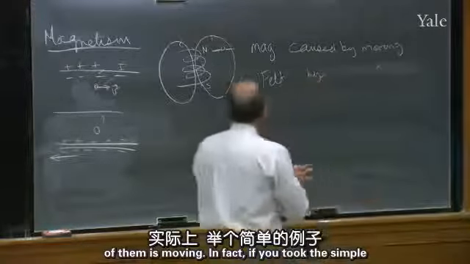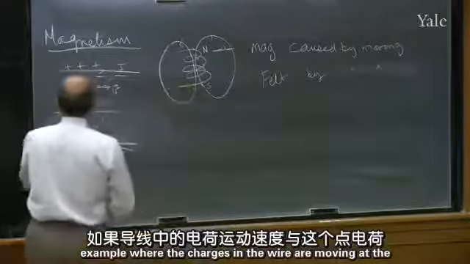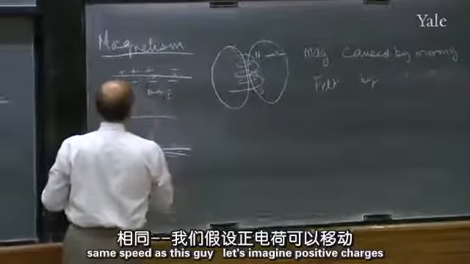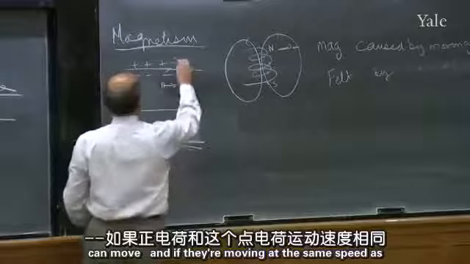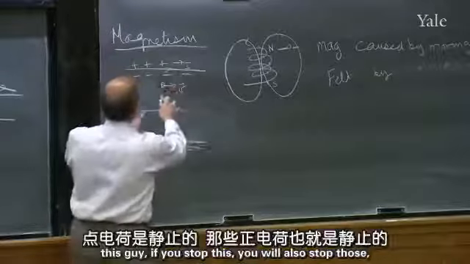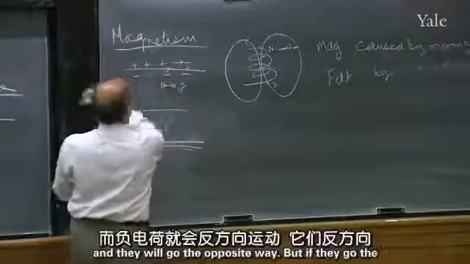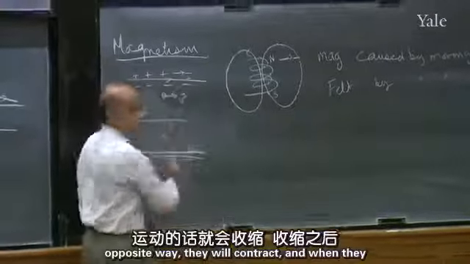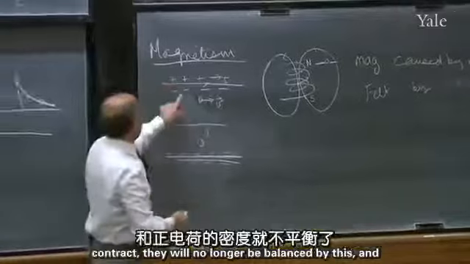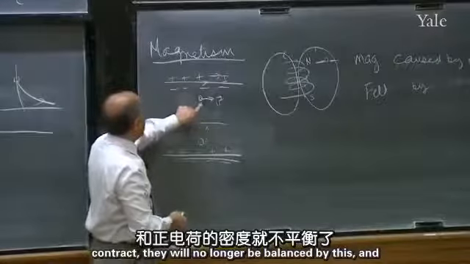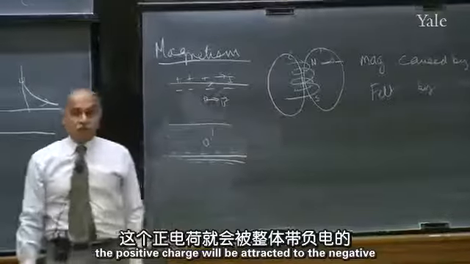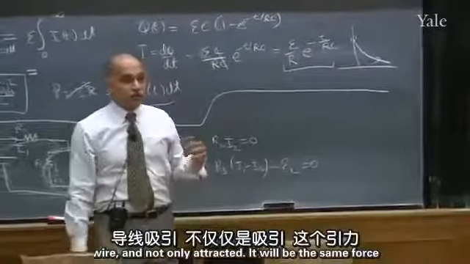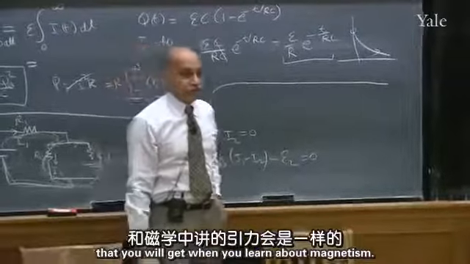In fact, if you took the simple example where the charges in the wire are moving at the same speed as this guy, let's imagine positive charges can move. If they're moving at the same speed as this guy, if you stop this, you will also stop those, and they will go the opposite way. But if they go the opposite way, they will contract. And when they contract, they will no longer be balanced by this, and the positive charge will be attracted to the negative wire. Not only attracted, it will be the same force that you will get when you learn about magnetism.